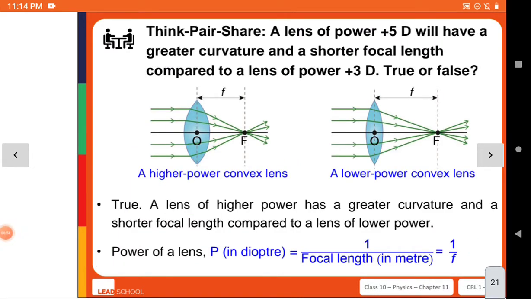After that we have an important topic related to lenses, which is the power of a lens. First of all, the SI unit of power is the diopter, which is denoted by capital D. And how do we calculate power? Power is equal to 1 upon focal length, where focal length is always in meters. It helps to indicate the converging or diverging power of a lens.